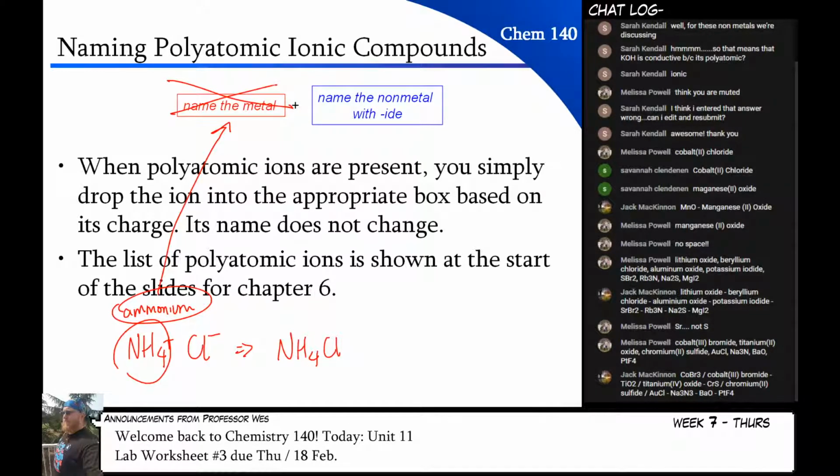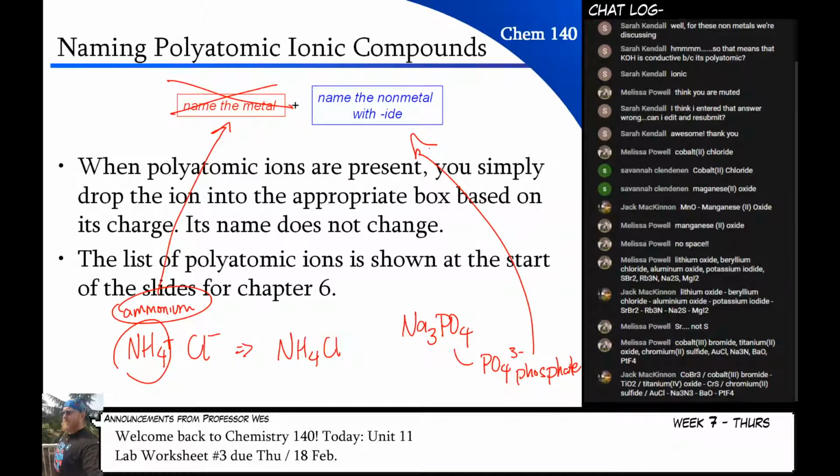Whenever you see the polyatomic ion in the compound, you're just going to replace the name of the metal with the name of the polyatomic ion. So for a cation, you would replace the name of the metal with the name of the polyatomic ion. If you had this, which is called phosphate, then in this case you would just replace this box with the word phosphate.